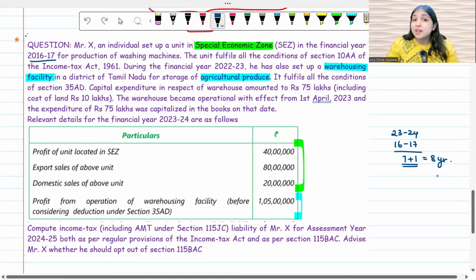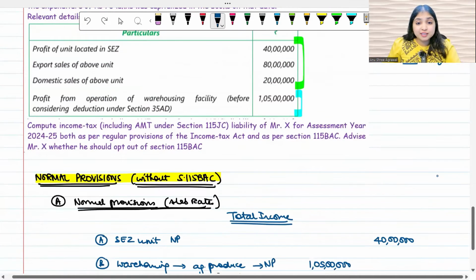Guys, all this we had covered in the 10AA deduction discussion. Are you able to recall? Long back we had discussed all this. So we are right now calculating in 23-24. We had commenced the manufacturing work in 16-17. So right now, we are in the 8th year. We added a 1 because even the year in which we commenced, 16-17, has to be counted, because even that year you will get the benefit.